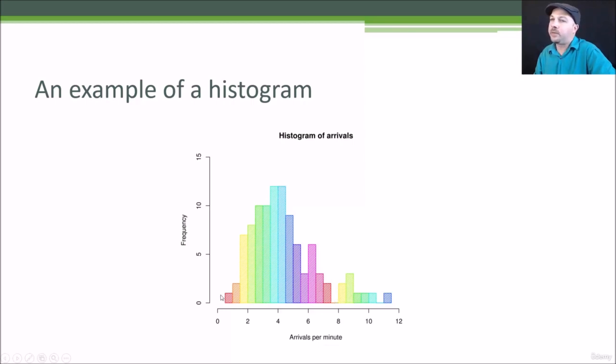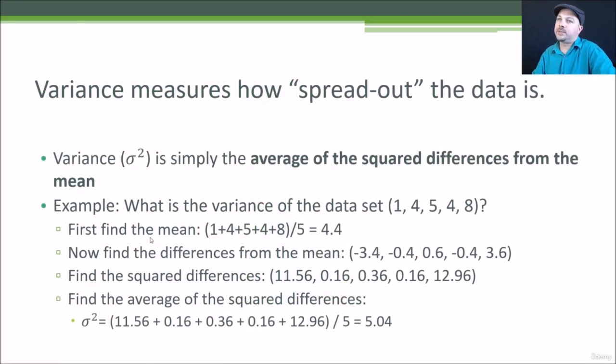So a lot of information can be had from a histogram, and the variance just speaks to how spread out, what is the shape of that data, how spread is your data set. How do you measure variance? Well, we usually refer to it as sigma squared, and you'll find out why momentarily. But for now, just know that variance is just the average of the squared differences from the mean.